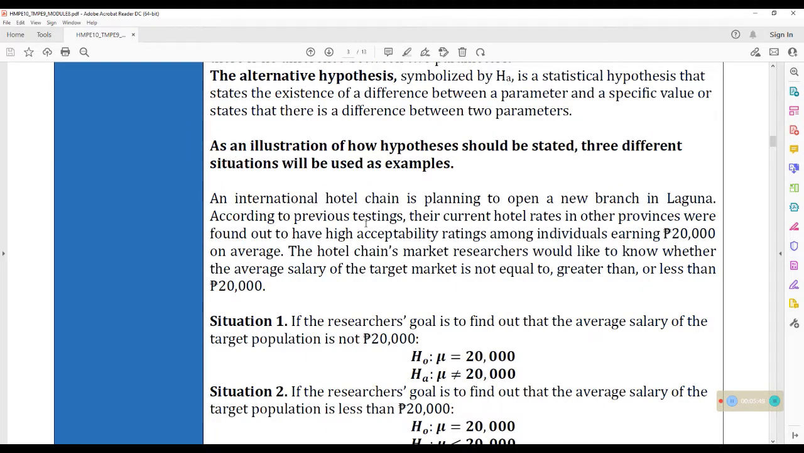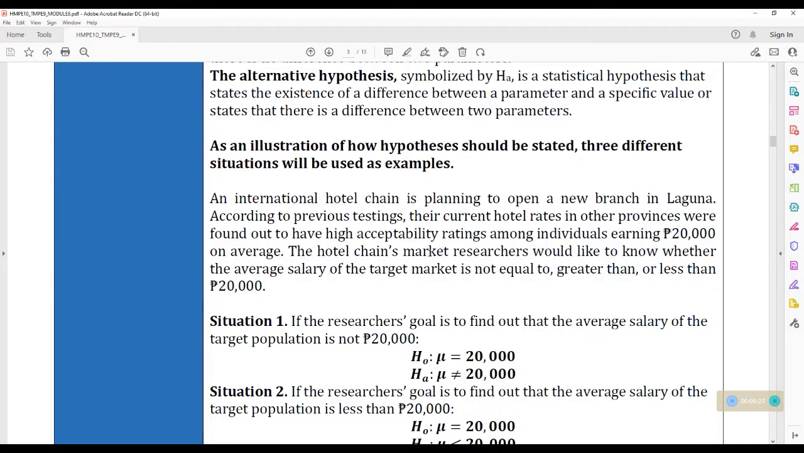So, tuloy tayo. Ayan, kasunod na pala kaagad yung example. As an illustration of how hypothesis should be stated, three different situations will be used as examples. So, meron tayong isang main na case. An international hotel chain is planning to open a new branch in Laguna. According to previous testings, their current hotel rates in other provinces were found out to have high acceptability ratings among individuals earning 20,000 pesos on average. So, mabenta siya sa mga kumikita ng 20,000 pesos.